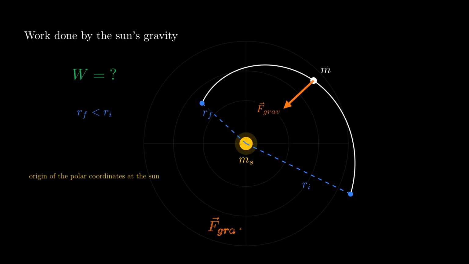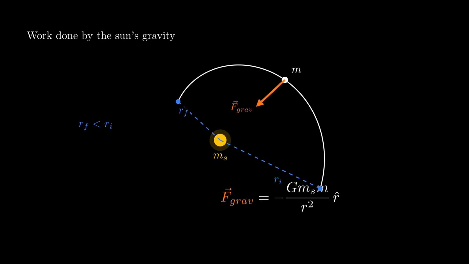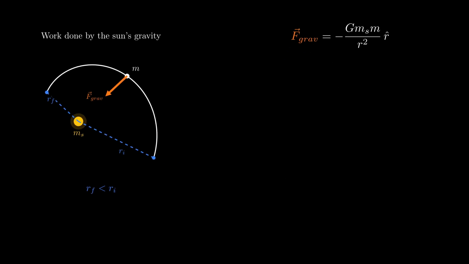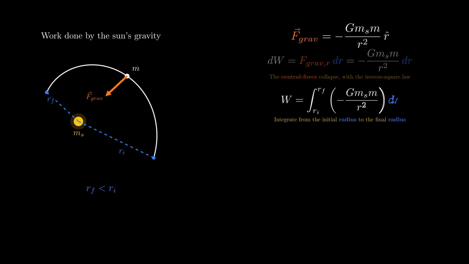The gravitational force on the body is the inverse square law, G times m sub s times m over r squared, and it points along minus r hat, inward toward the sun, because gravity attracts. From the previous frame, the infinitesimal work is the radial force component times dr. So dW equals minus G m sub s m over r squared times dr. Integrate from r sub i to r sub f.